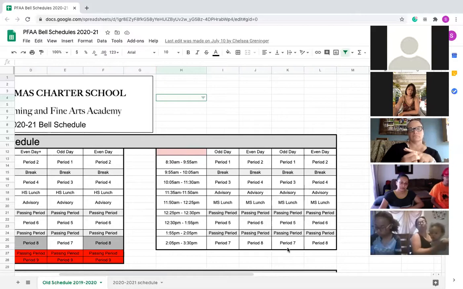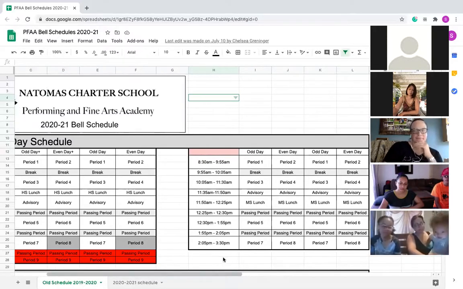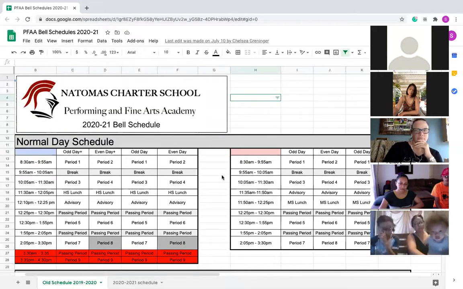Then we have even days, which are on Tuesdays and Fridays. They go to period 2, then there's a break, then period 4, advisory, lunch, passing period, 6th period, passing period, and then 8th period. And on Wednesdays, we have what we call late start Wednesdays. And so I'm going to show that. It's on the bottom.